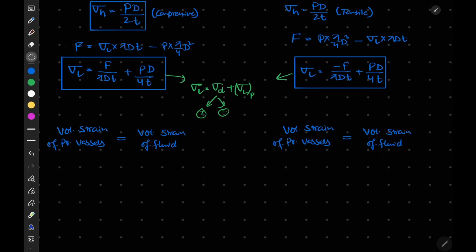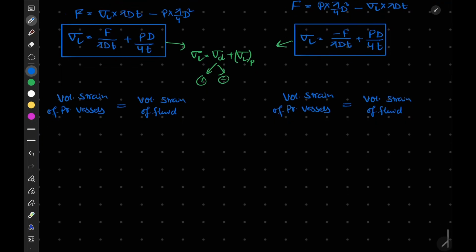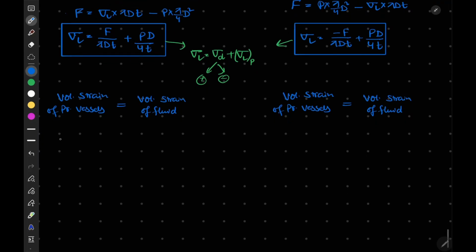Okay, but one thing will differ here. What will differ? Of course, your volumetric strain in both cases will be 2 epsilon h plus epsilon L. Now in case of your axial pull, it will be P by K, and in case of your axial push, it should be minus P by K.